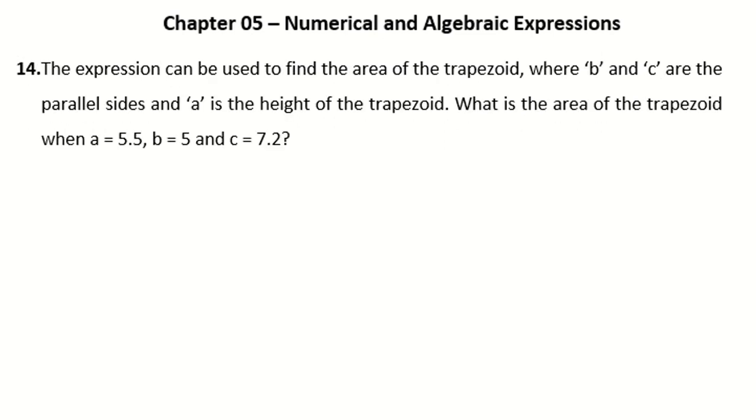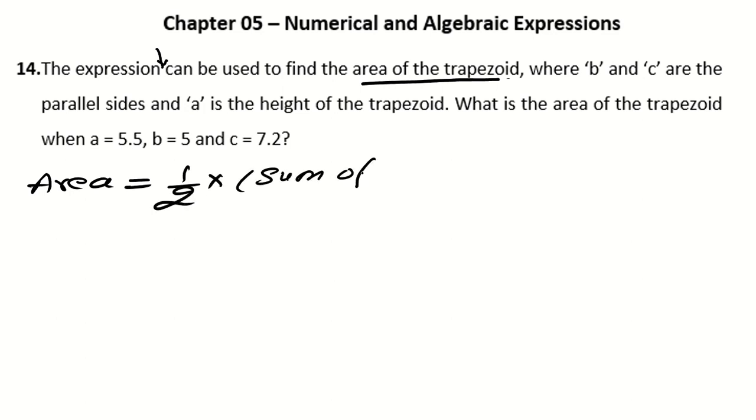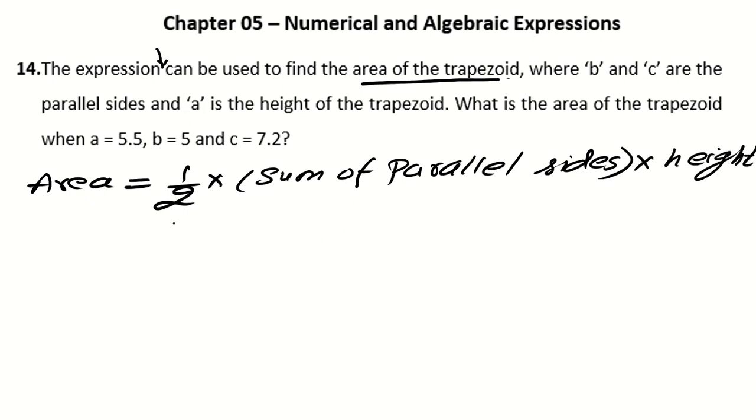Okay. Now next is the expression that can be used to find the area of the trapezoid. I think I forgot to write the expression here for the area of the trapezoid. No problem. Let's see. What is the formula? The formula is 1 over 2 times the sum of, sum means plus, the parallel sides and times height. This is the formula for the area of a trapezoid. Sometimes it is also called a trapezium.